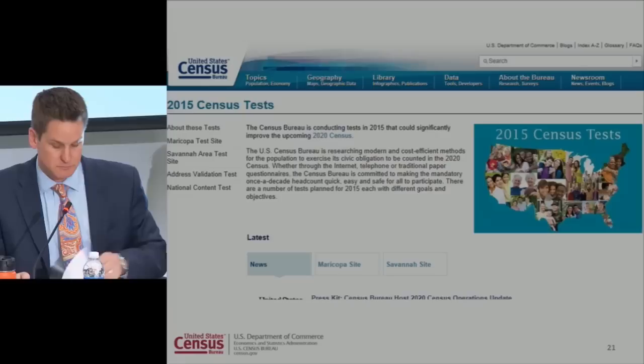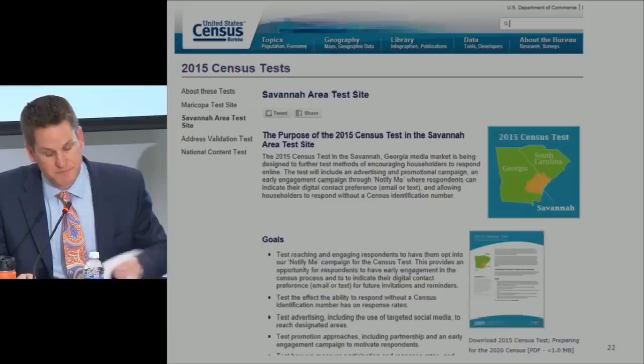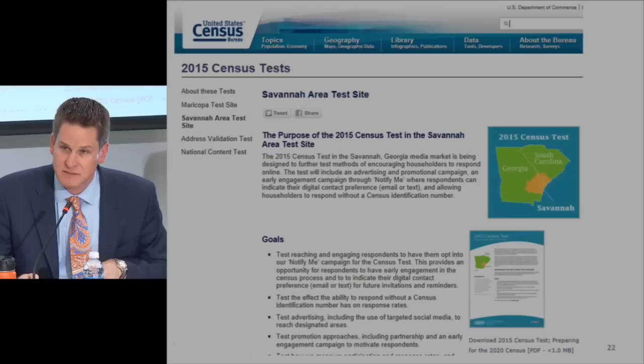Here's just a screenshot of some of the 2015 census test stuff where you can actually go and get some of the latest news. Moving on, this is a more specific site that will be growing, focused specifically on the Savannah area, the Savannah Media Market test, explaining to individuals what's going on, so you can expect to see more information there as well.